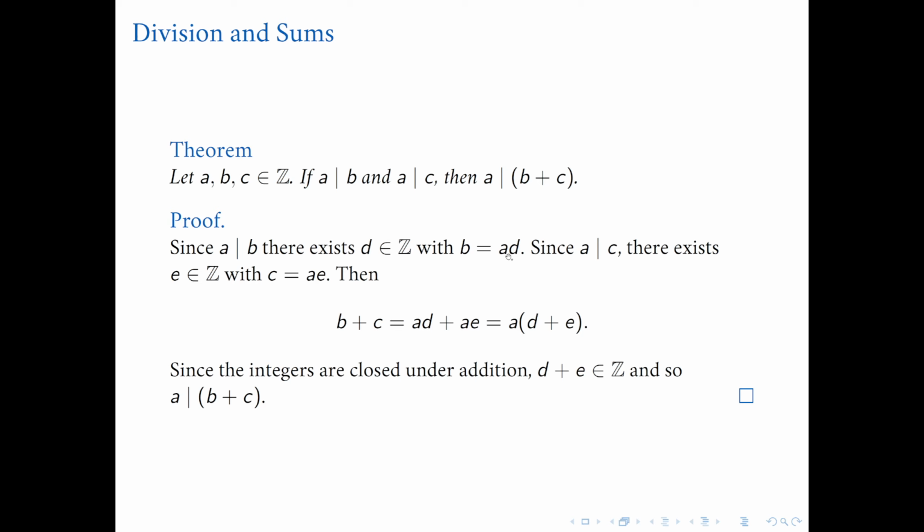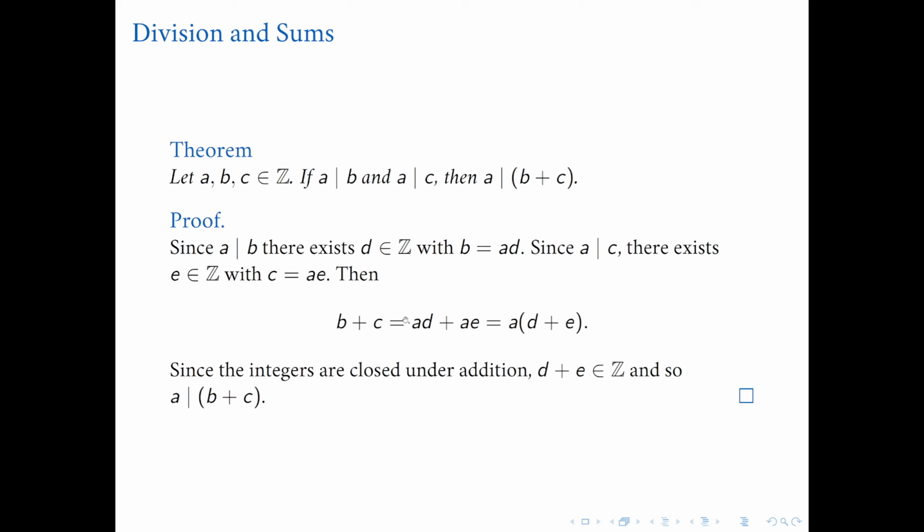For our second sentence, we're going to write out the definition of divisibility with A divides C. So since A divides C, there must be some other integer, which I'm going to call E, such that C is AE. All right, so what we've done so far is just write out what both of the symbols in the hypothesis mean. Now we're going to try to arrive at the conclusion.